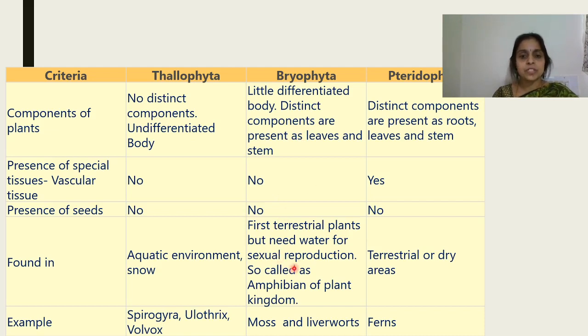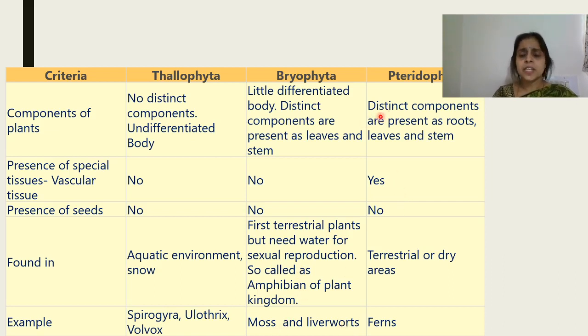Where is it found? It is found on land, but they are not truly terrestrial plants, because during fertilization or reproduction they require water. That's why it is called the amphibians of the plant kingdom. Bryophyta have structures called rhizoids. They are not true roots; rhizoids are hair-like structures which help in absorption of water and minerals. Here the sex organs are multicellular. Embryo is formed after fertilization. Examples: moss and liverwort.